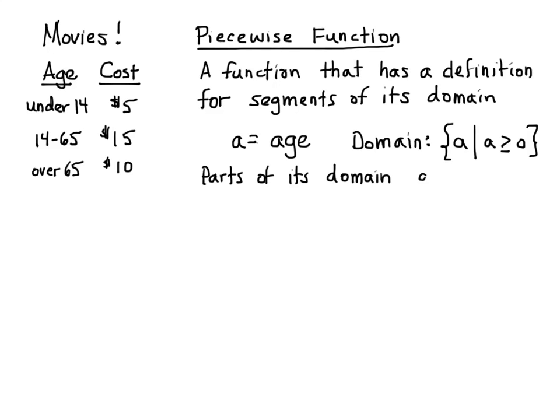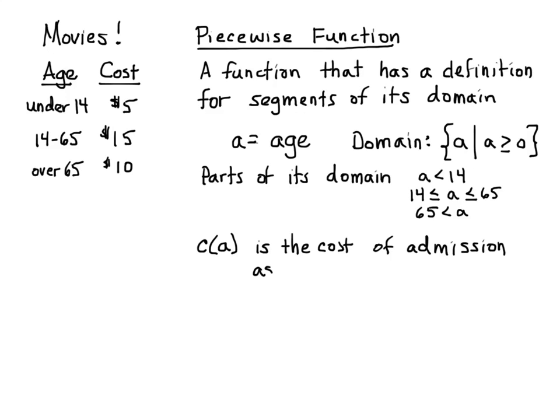So if we look at the parts of the domain, we have three different parts. And I can write this instead of my table on the movies here. I'm going to define that as three different parts. So one part is less than 14, another part is between 14 and 65, another part is when it's greater than 65. And so I want my cost of admission to be C at A. So there's my function. I've decided on the name of my function, and what C at A means, that's going to be the price, and I have parts of my domain.